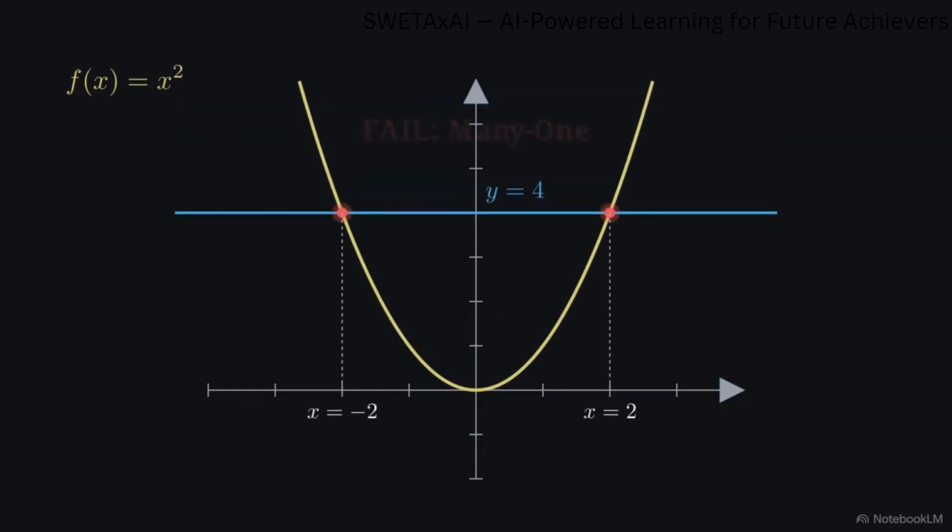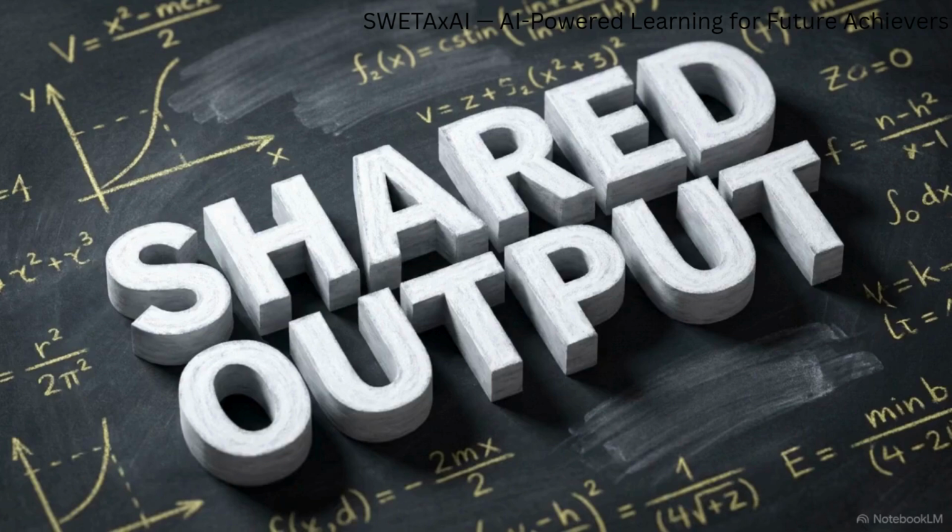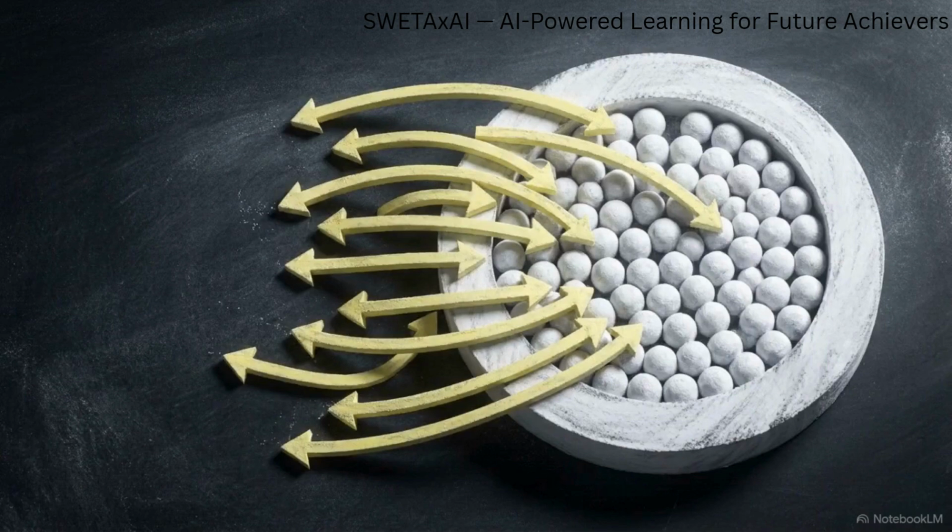However, the parabola f(x) equals x squared fails. At y equals 4, it hits two intersections. If a horizontal line cuts a graph more than once, multiple inputs share a single output. This qualifies the function as many-one rather than one-one.